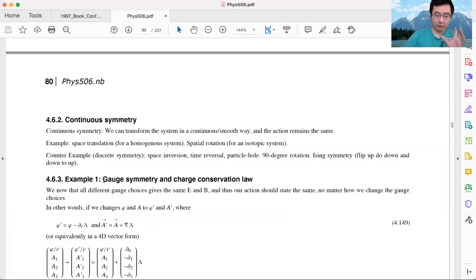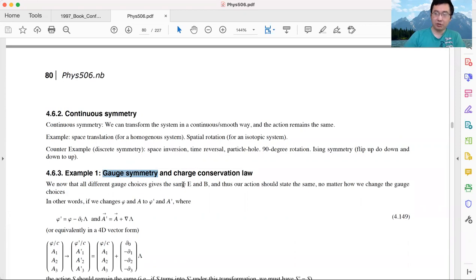The first example we showed is the gauge symmetry. From the gauge symmetry we find the continuity equation, and that continuity equation is exactly the conservation law for charge. The continuity equation for charge defines for us the charge conservation law, and it defines for us the charge density and the charge current density.